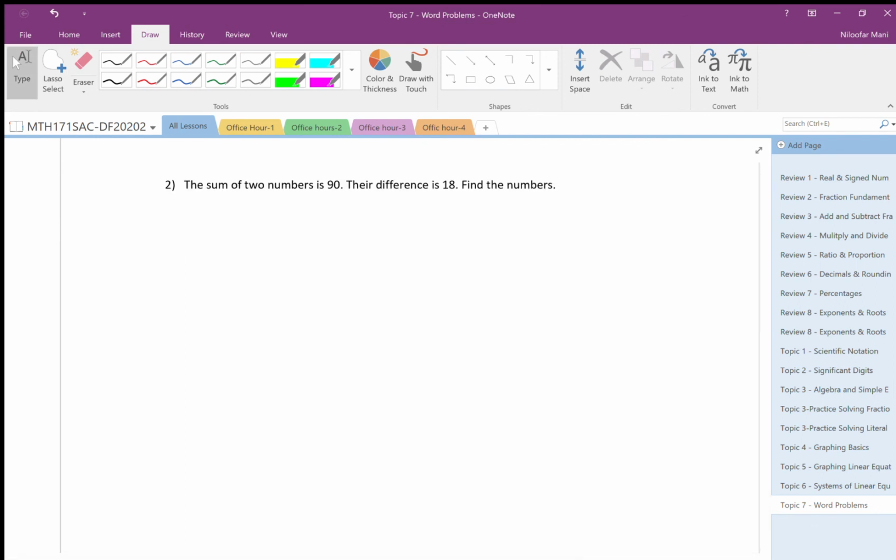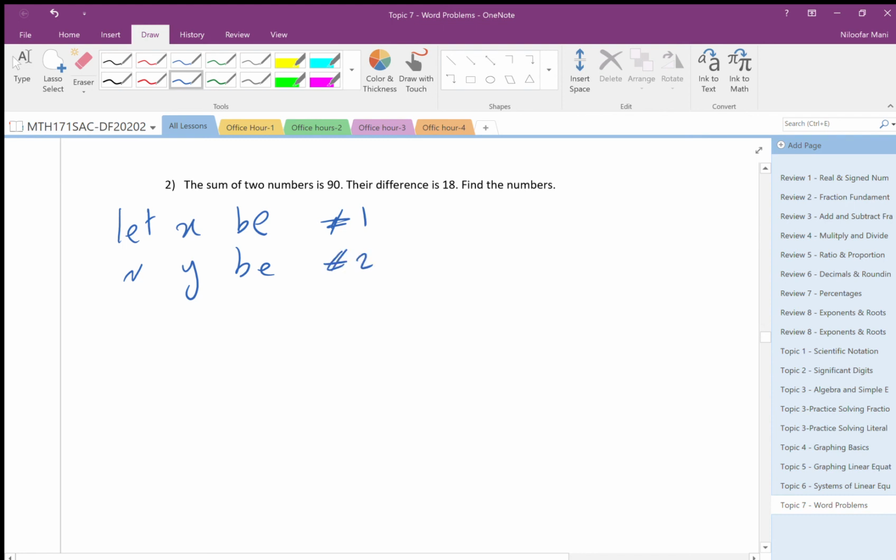The summation of two numbers is 90 and the difference is 18. Find the numbers. So first I read the question and understand it's a number problem. Then I can define my variables. So here let x be one number, or number 1, for example, and let y be the second number, number 2.